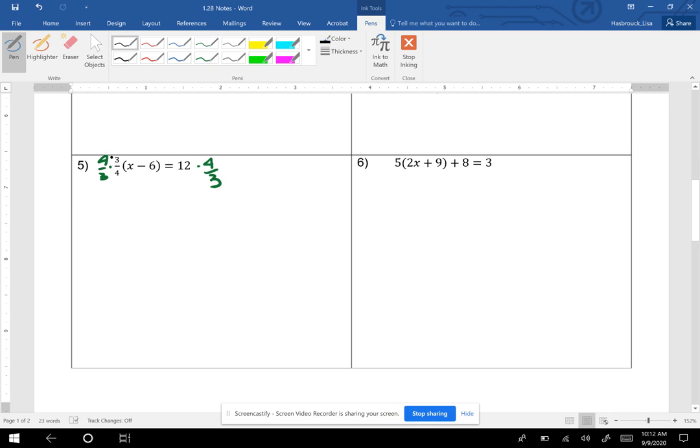So then when I do that on the left, the fractions go away, and you just have the x minus 6 equals. Now on the other side, you could put 12 over 1, multiply straight across. 12 times 4 is 48. 1 times 3 is 3. Now we do want to take 48 and divide it by 3. So we get x minus 6 equals 16. Now we can add 6 to each side to get x alone. And your final answer is x equals 22. So don't forget that whenever there's a fraction like that, you can multiply both sides by the reciprocal. So you can flip the fraction, multiply both sides to get rid of it.